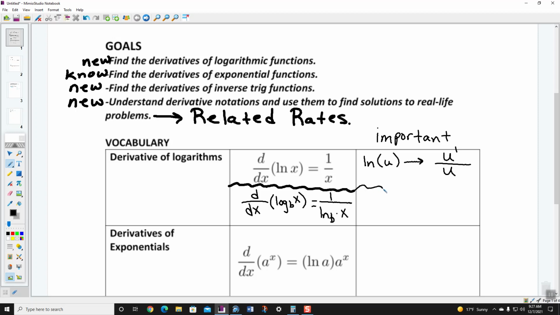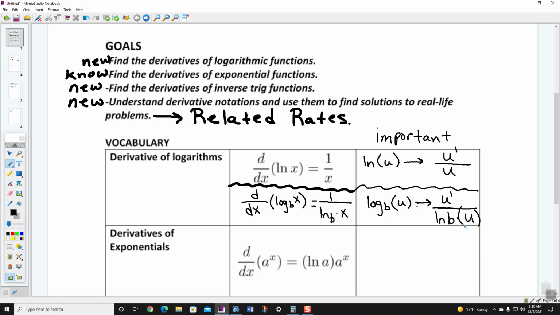Likewise, if you ever have the log of some base b, I don't know what the base is down here, 7, 10. If they write just log, L-O-G, with no base down there, assume what base? 10, yep. If I have a log base b of some function u, like maybe 6x squared plus 8x plus 20, its derivative becomes the following. It becomes u prime over the natural log of b times the function u. They're really the same thing.